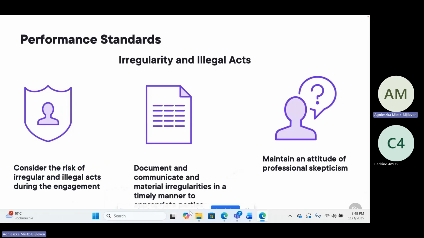And ISACA defines this as the way to ensure that when somebody says something or presents something to you, you sort of say, yeah, thank you, but you still want to verify it. You're not just going to accept it at face value. Consider, is it possible that there is something illegal or irregular in this process that I'm looking at?